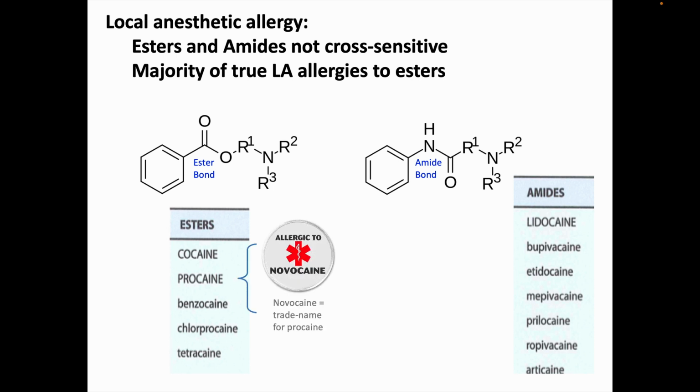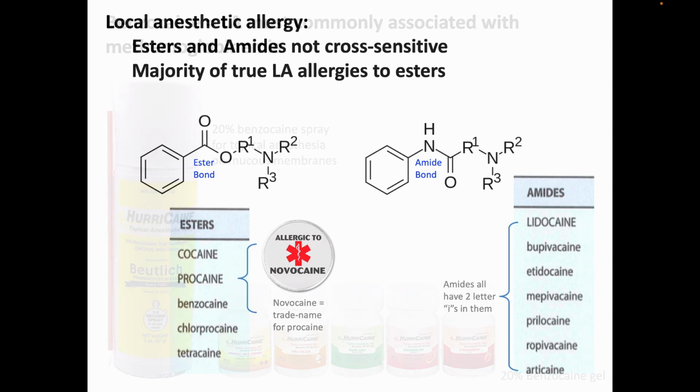And a few other brief notes. Novocaine is the trade name for Procaine, and you're much more likely to hear Novocaine used by a patient than the generic name. If you're trying to figure out if a given local anesthetic is an amide or an ester, you can look at its generic drug name. If it has 2 letter I's in it, one in cane, and another letter I in the part of the name before that, then it's an amide.